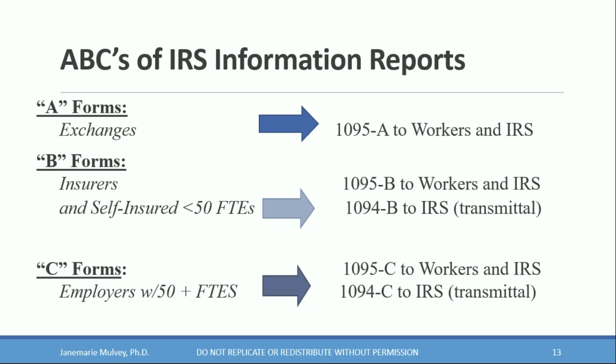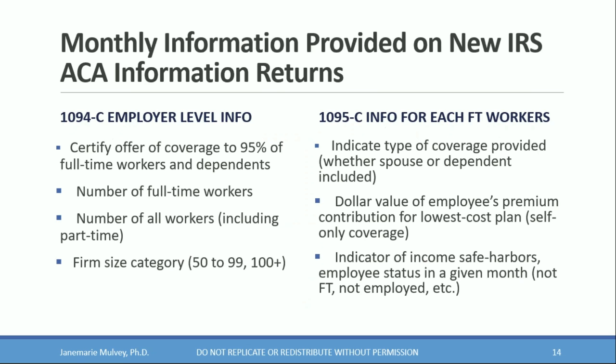The C forms are what employers have to fill out. The 1095-C goes to all full-time workers and the IRS, and then the 1094-C goes to the IRS as a transmittal. So if you just think of them that way, ABC, that might help you understand a little better.